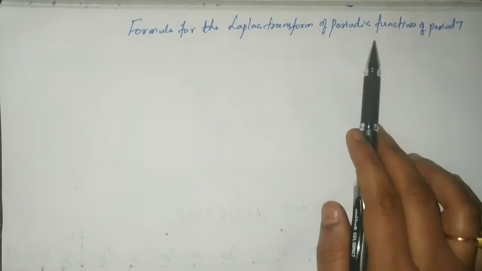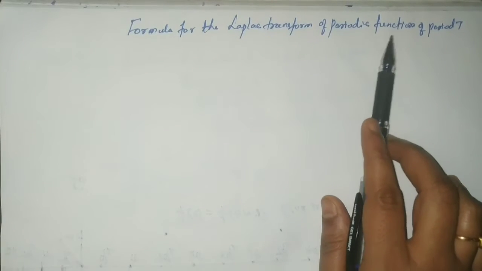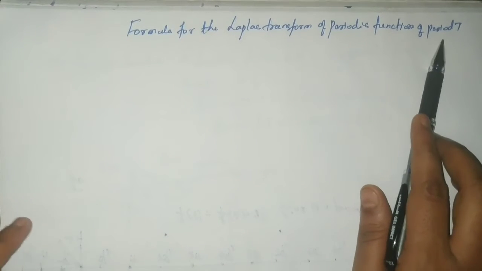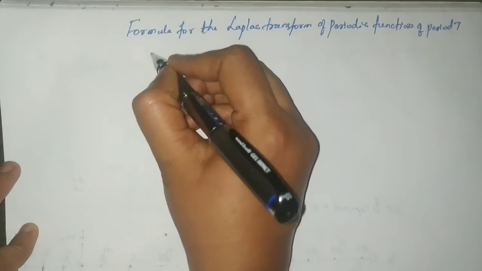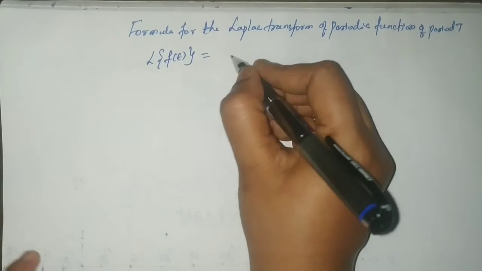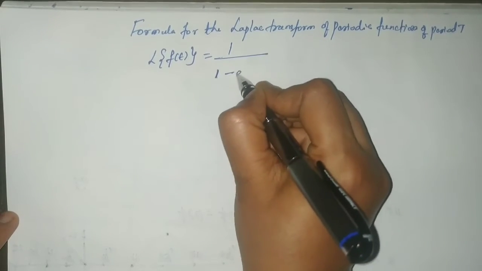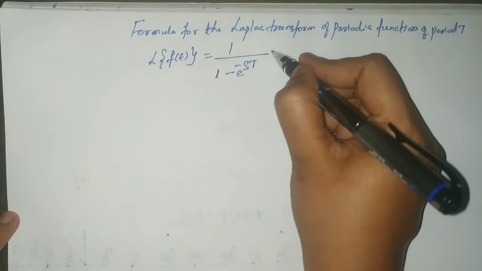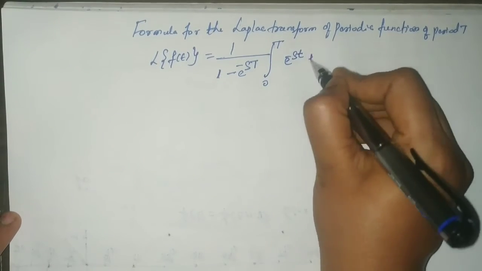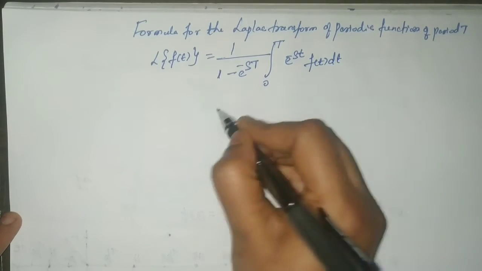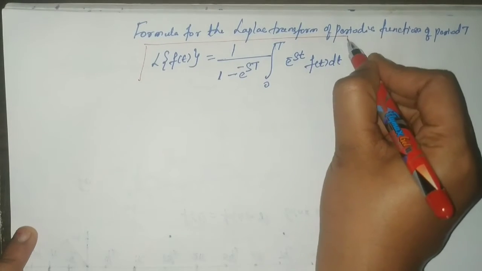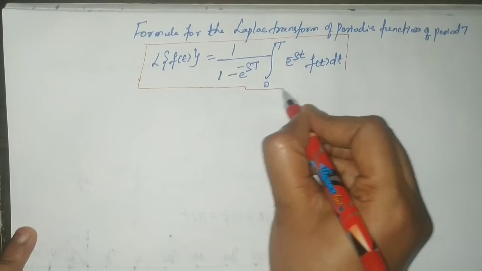Now, using the basic idea of the periodic function definition, we are going to derive the formula for the Laplace transform of a periodic function with period T. It is defined as Laplace transform of f of t equals 1 by 1 minus e power minus sT, times the integral from 0 to T of e power minus s t f of t dt. This is highly important in engineering, so it's better to learn the proof.